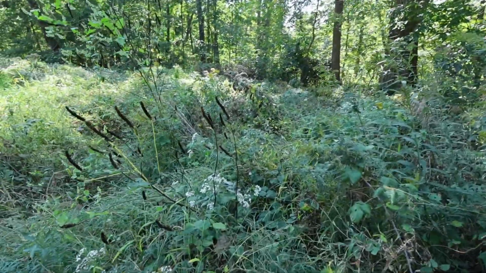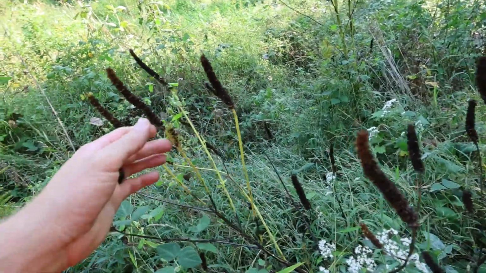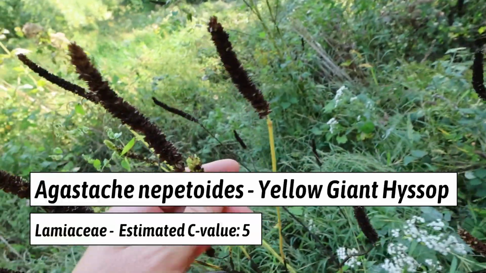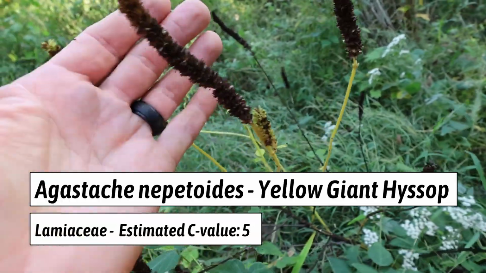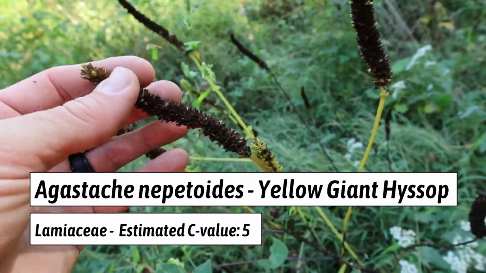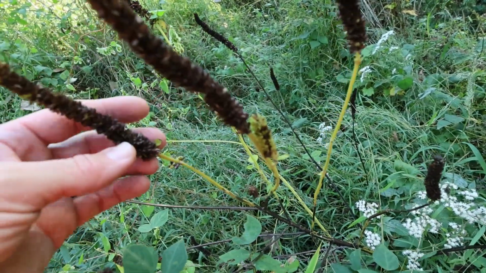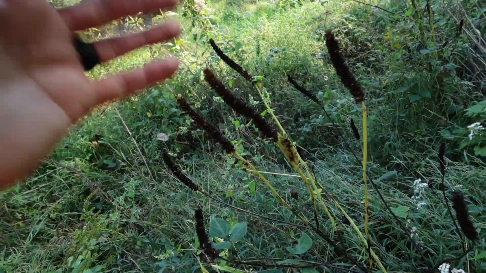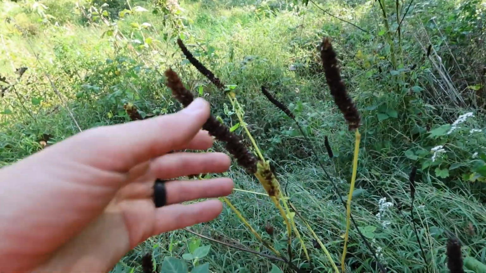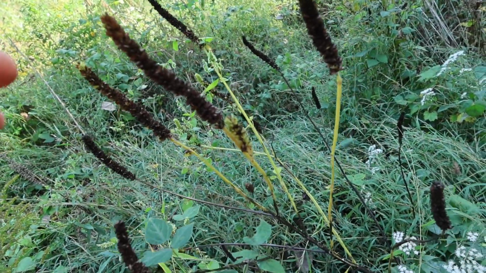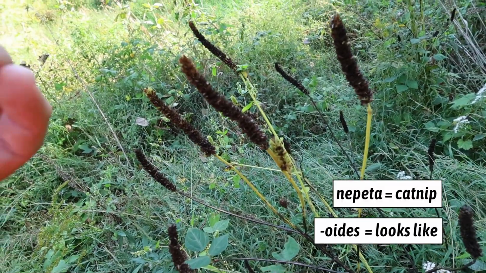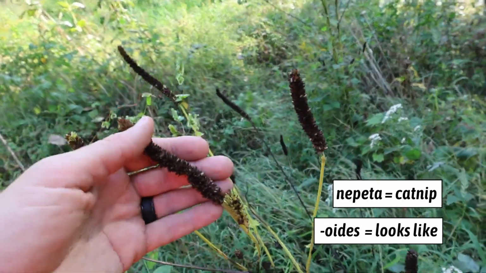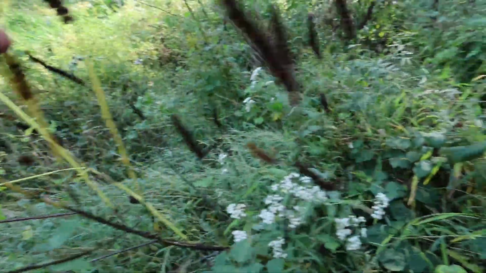Here's a cool native plant. Leaves are mostly gone at this point, but this is, I believe, Agastache, however you want to pronounce it. Agastache nepetoides, also known as giant yellow hyssop. If you ever hear the scientific name, the second part's called the epithet. If you ever hear something that says oides, that means it looks like, and nepeta is the name of catnip. So this plant has leaves that look like catnip.